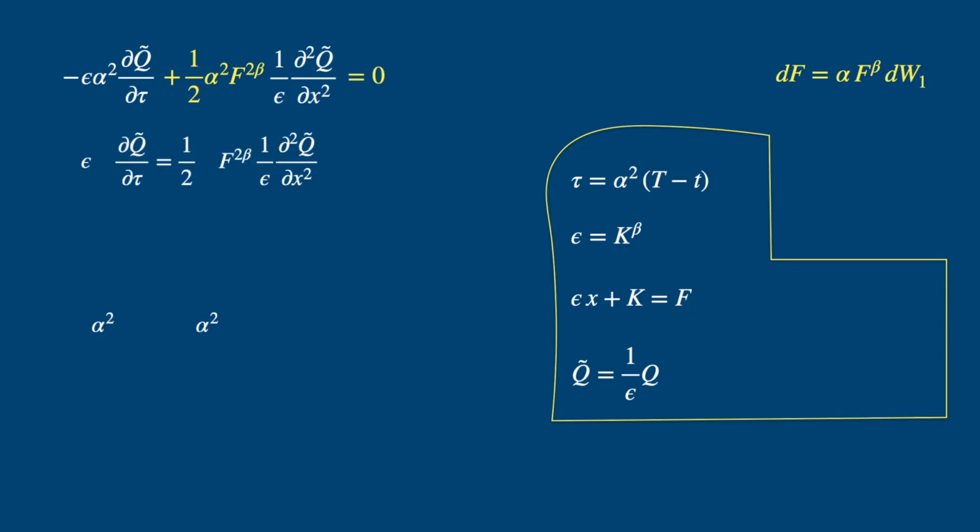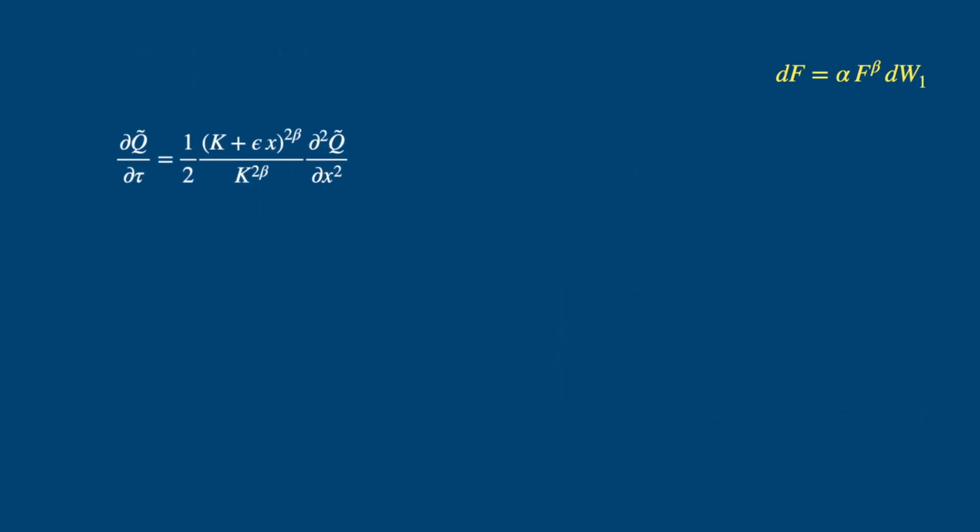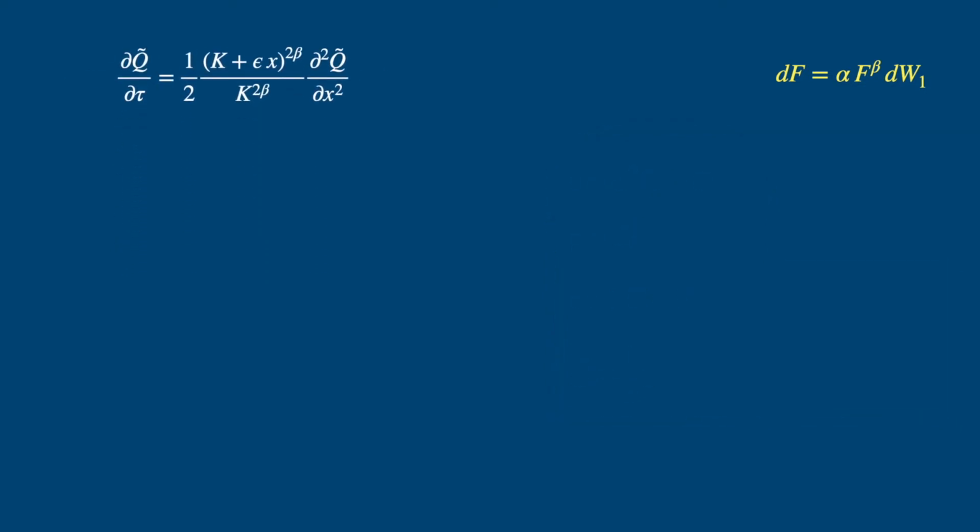The alphas cancel and we can shift epsilon to the right hand side so it becomes squared. And now one last step will transform the problem into the desired form. We just substitute it for f and epsilon. And now we can expand the numerator around k in order to simplify the coefficient.